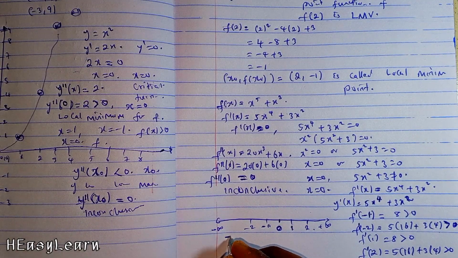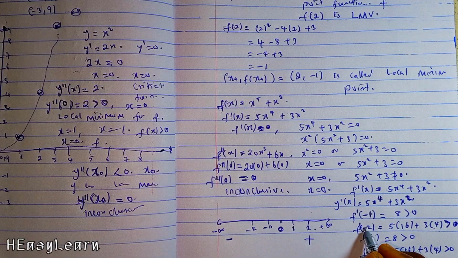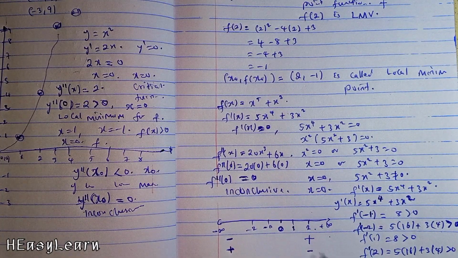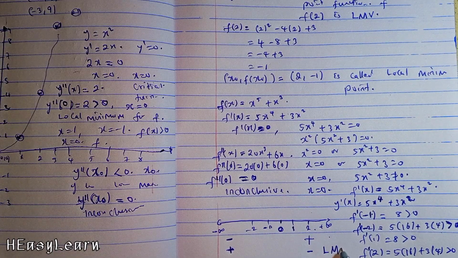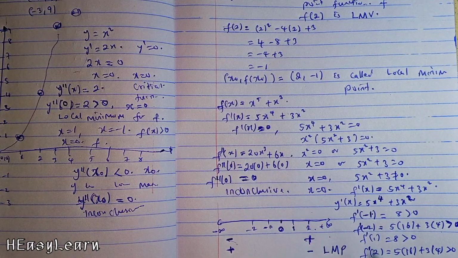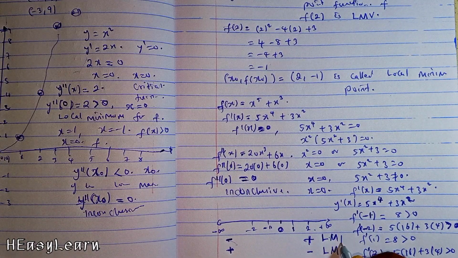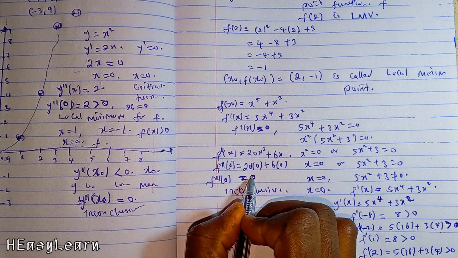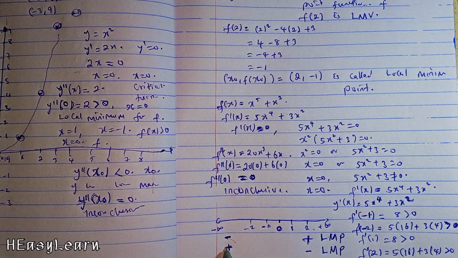If the sign changes from minus to positive when evaluated, then we say we have a local minimum point. If the sign changes from positive to negative, then we have a local maximum point. So by the second derivative, we don't have a local minimum or local maximum point. Using the first derivative, we don't have a local minimum or local maximum point. The function only has a critical point. There is no local minimum or local maximum point of the function.